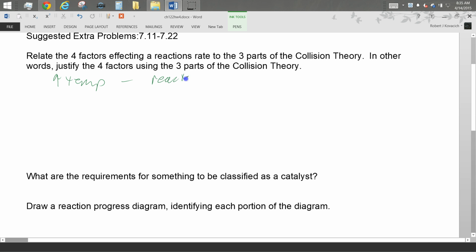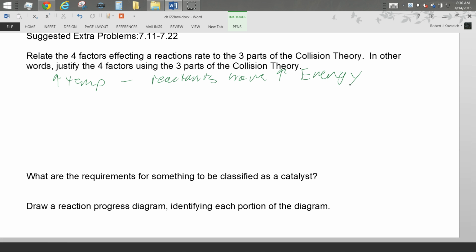reactants have increased energy. What's that energy used for? Collide them or to... I'm not sure. To start the other, give energy to the next reaction. No, that's the output.